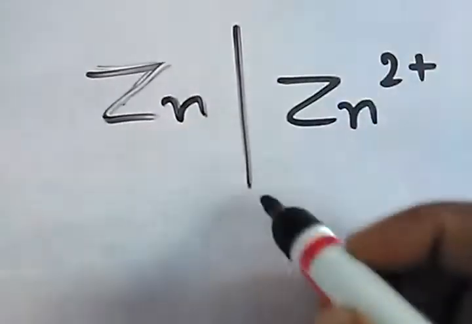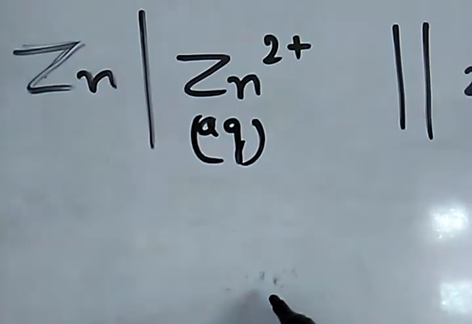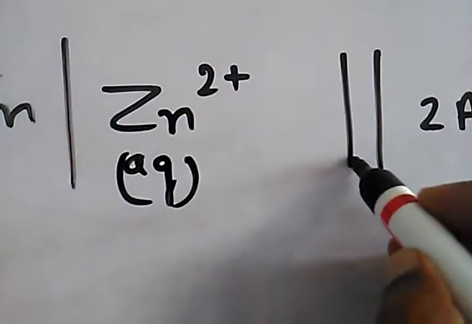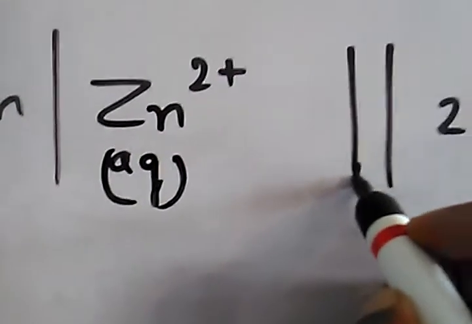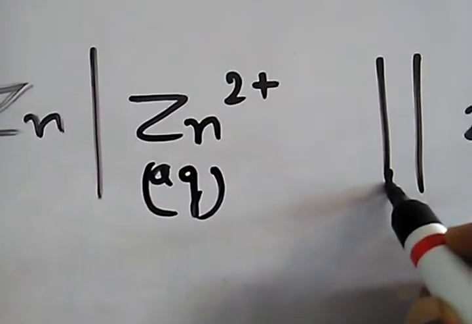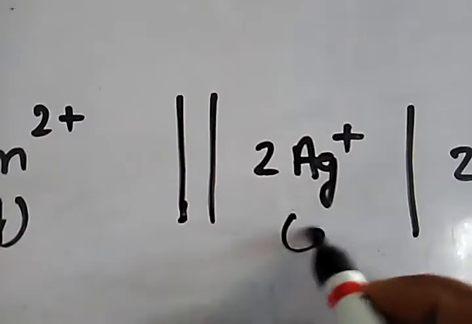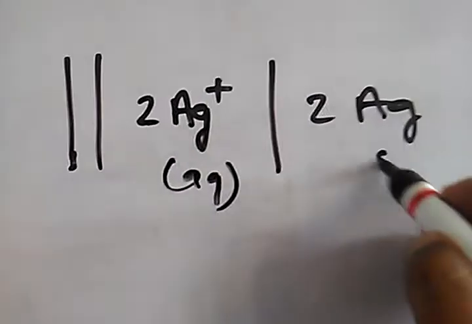zinc, a single line, then zinc ion, that will be the electrolyte. This is the electrolyte, an aqueous solution. Then this parallel line represents the salt bridge. Then silver is added in the silver electrolyte, which will also be in the aqueous state. This is silver as a cathode.